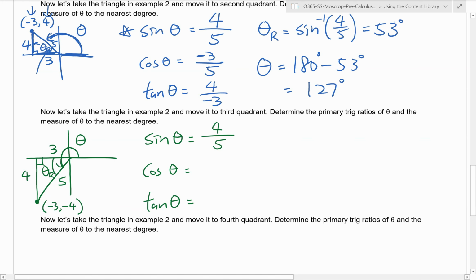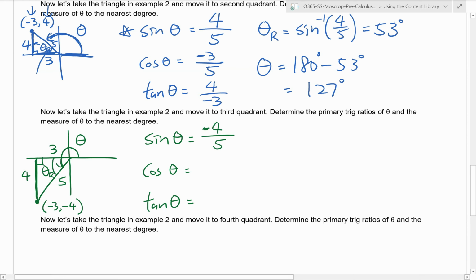Now notice we are in the third quadrant. What are the y values for any points in the third quadrant? You can see this is the opposite side, right? So we're looking at the y values, and all the y values in the third quadrant would be negative. So sine theta is actually negative 4/5.